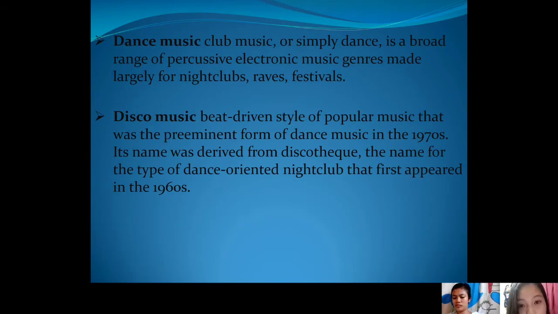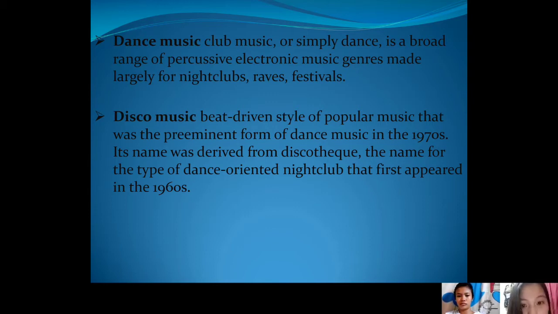Next is dance music. Dance music, also known as club music, or simply dance, is a broad range of percussive electronic music genres made largely for nightclubs, raves, and festivals. Dance music is composed especially to facilitate or accompany dancing. It can be either a full musical piece or part of a larger musical arrangement. In terms of performance, the major categories are live dance music and recorded dance music.